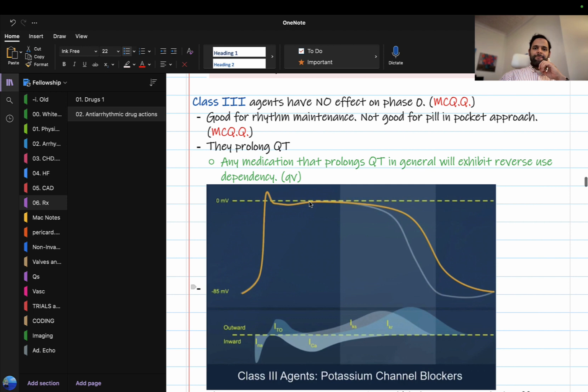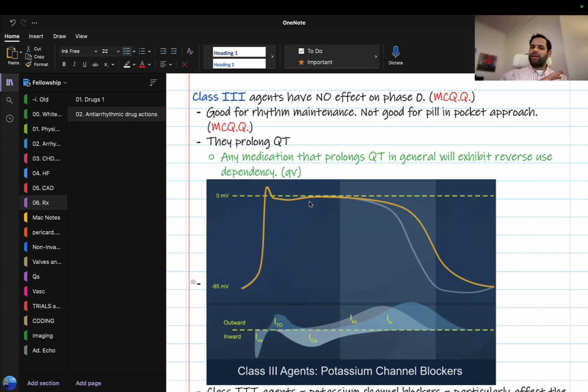Class 3 medications have no effect on phase 0, except for amiodarone. The rest have no effect on phase 0, and this is an MCQ question. They're good for rhythm maintenance, not good for the pill-in-the-pocket approach. Why? Because they're reverse use dependent. You're not going to terminate a fast arrhythmia, but they'll work better in bradyarrhythmia or at lower, normal rates. They prolong QT. Any medication that prolongs QT in general will exhibit reverse use dependency.